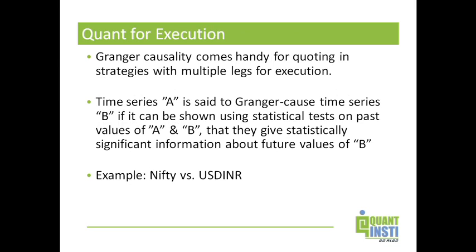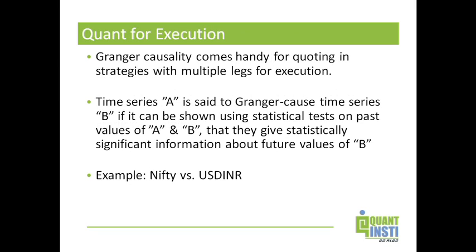Just taking a simple example. So what makes it important, the causality thing, is that if you know which one is causing which one, then you would be able to know on which leg you should be quoting. The reason is that if you're quoting in something which is leading, right? So this is basically the lead-lag relationship that we are trying to establish.